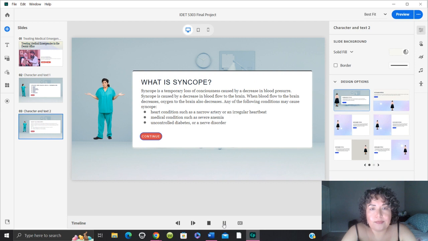What is syncope? Syncope is a temporary loss of consciousness caused by a decrease in blood pressure. Syncope is caused by a decrease in blood flow to the brain. When blood flow to the brain decreases, oxygen to the brain also decreases. Any of the following conditions may cause syncope. Heart conditions such as narrow artery or an irregular heartbeat. Medical conditions such as severe anemia, uncontrolled diabetes, or a nerve disorder.